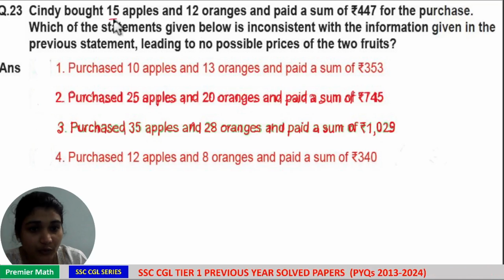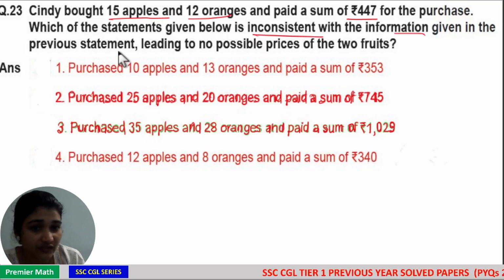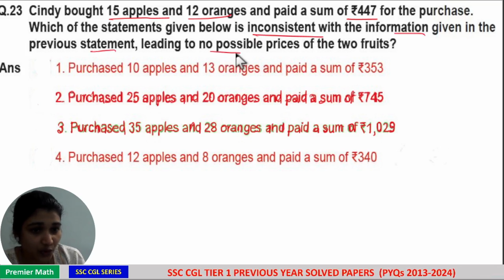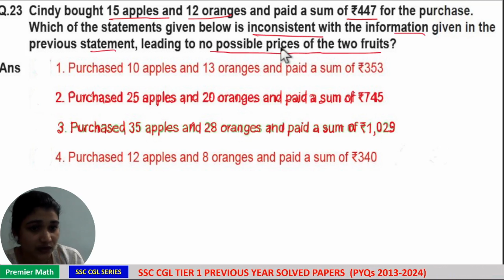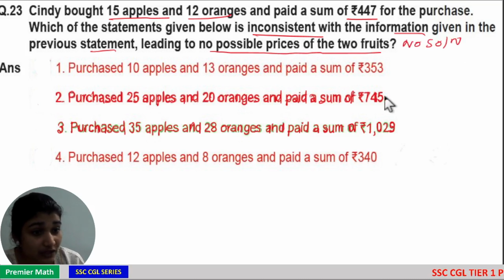Cindy bought 15 apples, 12 oranges and paid a sum of rupees 447 for the purchase. Which of the statements given below is inconsistent with the information given in the previous statement, leading to no possible prices of the two fruits? Which means here we need no solution. No possible prices for two fruits means no solution.